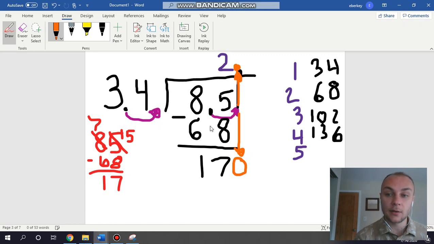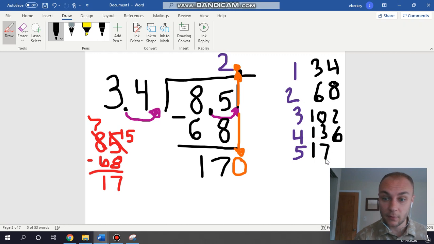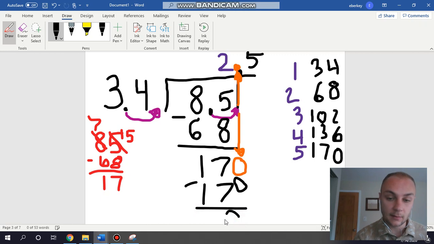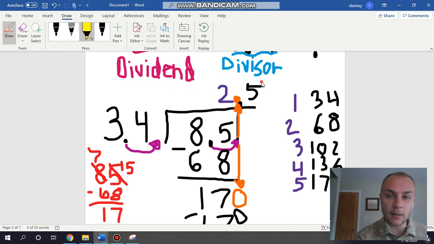Now, how many times does 34 go into 170? Is it 4 times, or can we try one more for 5? Let's see. 5 times 34 is 170. So 34 goes into 170 exactly 5 times. Minus 170. 170 minus 170 is 0. Woo! We solved it. The answer is going to be 2.5.